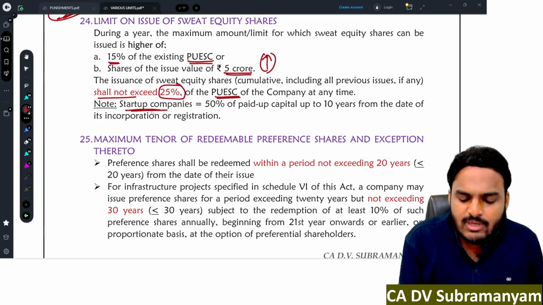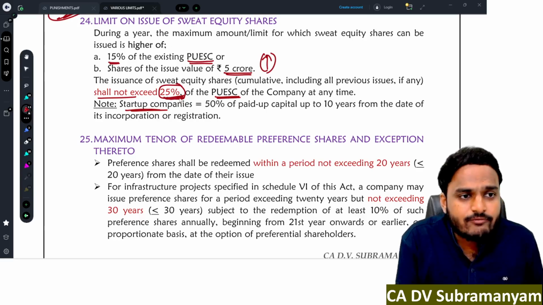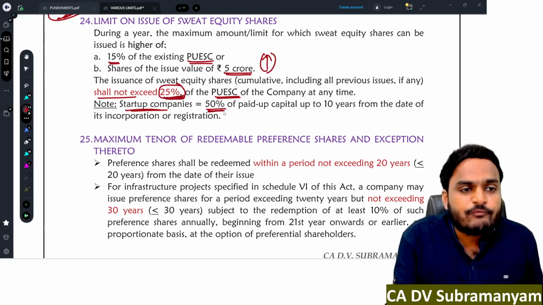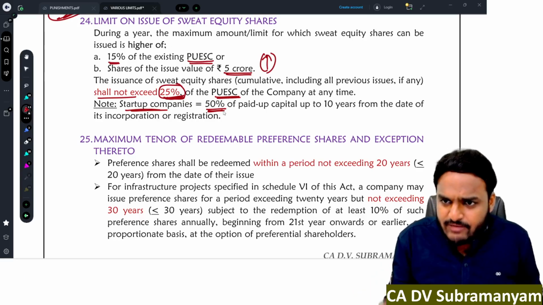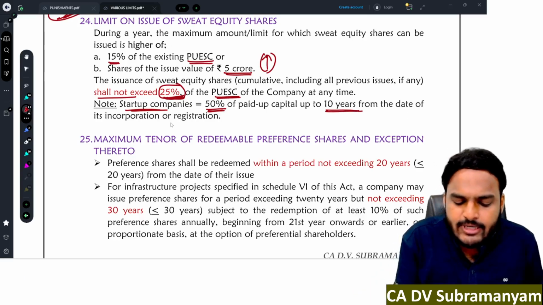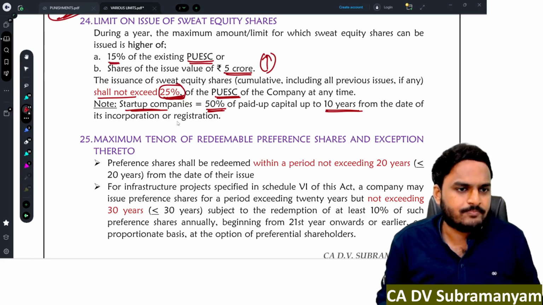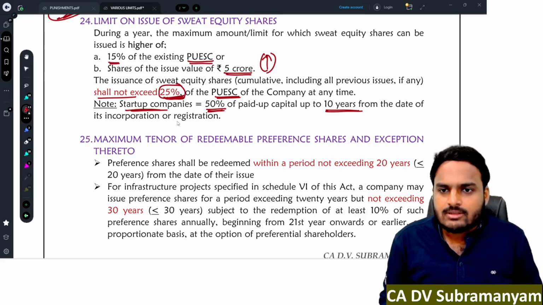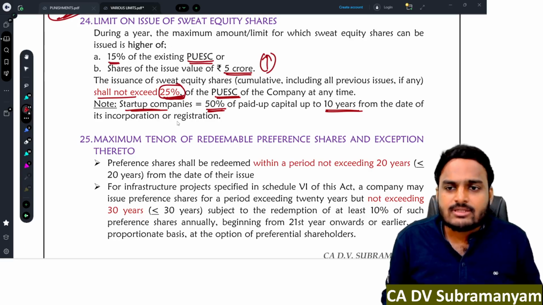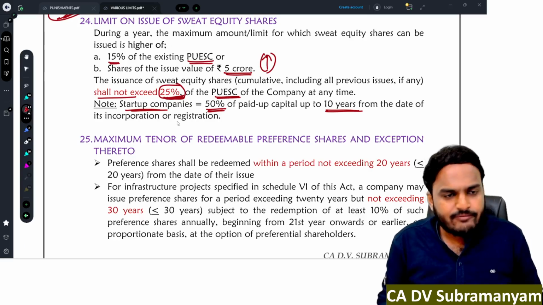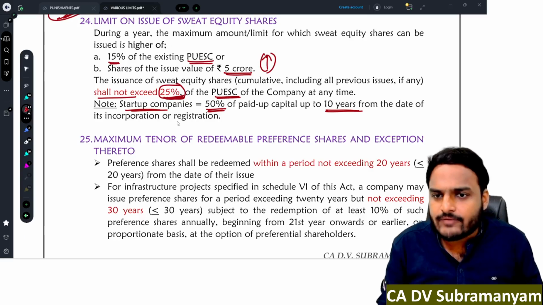In case of startup companies, instead of 25%, they can go up to 50%. And this benefit is available only up to 10 years from the date of incorporation or registration. So for startup companies, the limit is not 25%, the limit is 50%. The benefit is given up to 10 years from the date of incorporation.